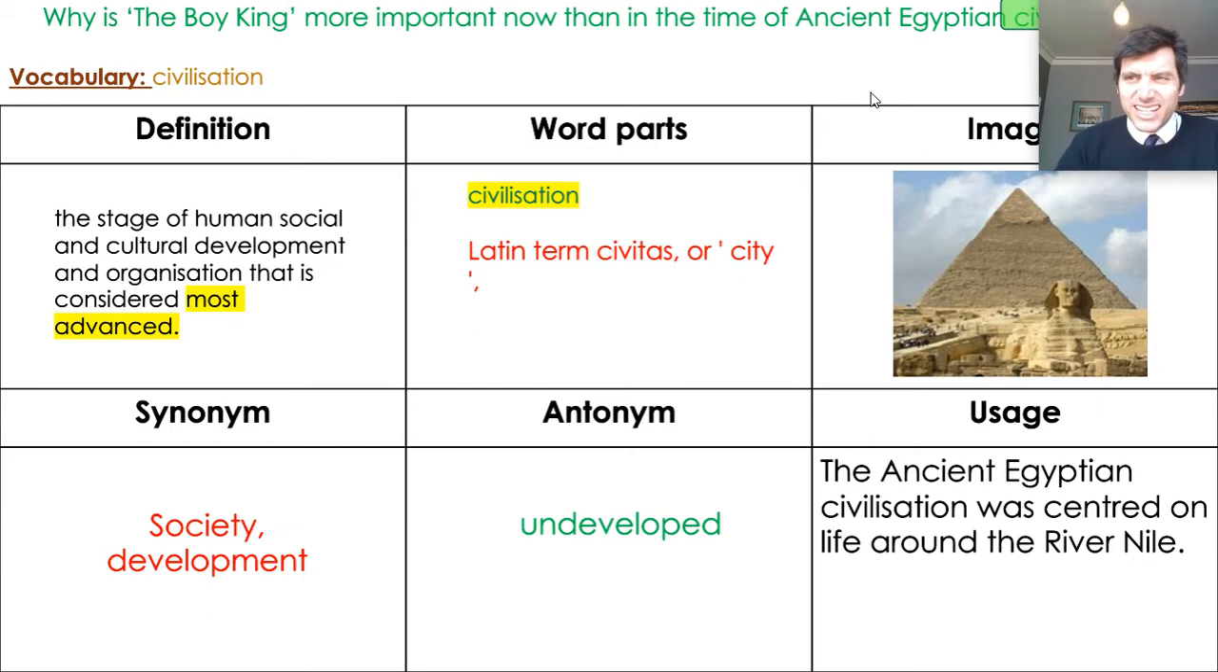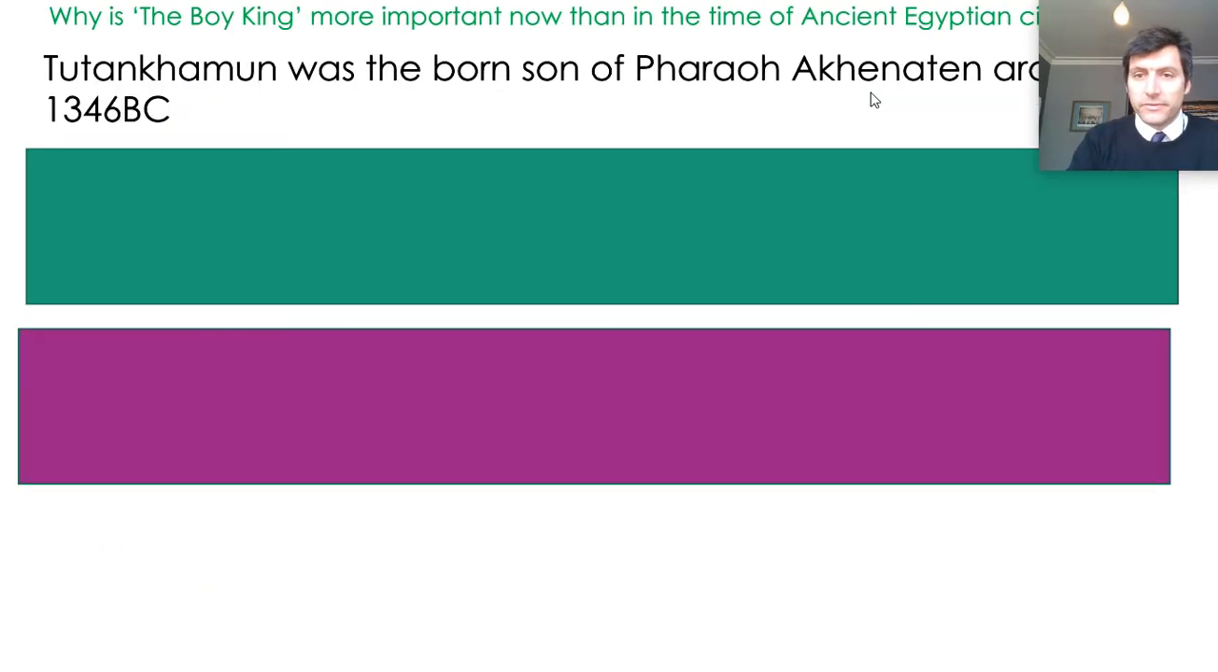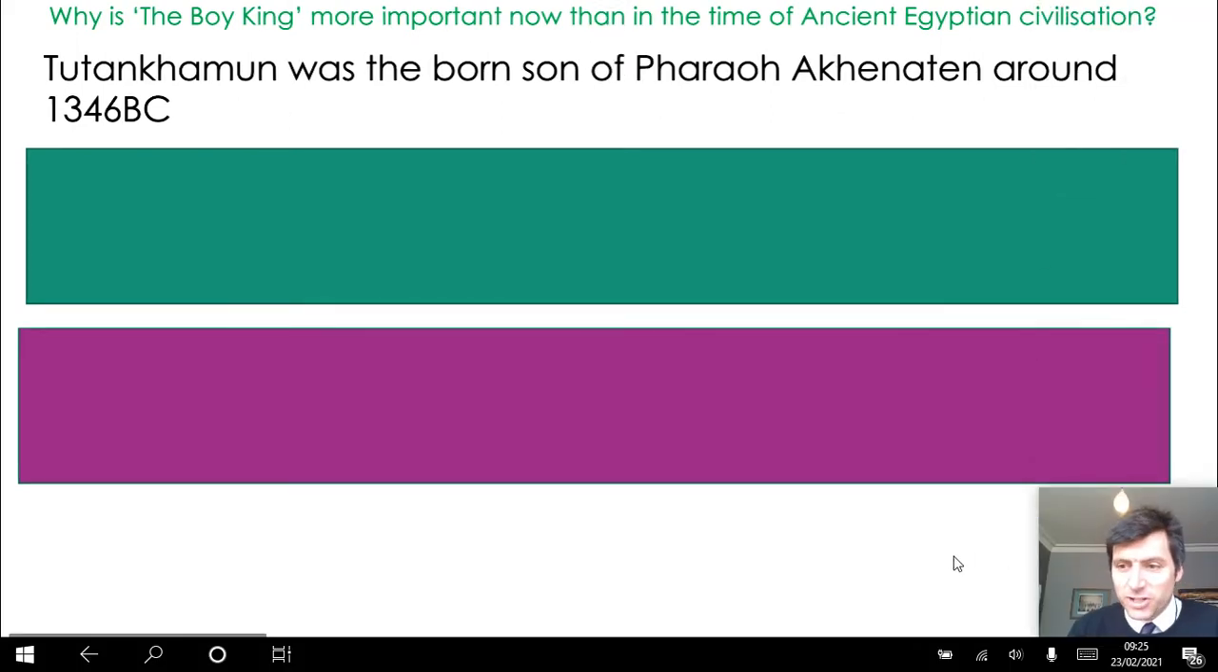Now what we're going to do is learn a little bit about Tutankhamun. This might be a little bit talky, so I'm sorry if there aren't many pictures, but because it was 3,500 years ago, there aren't many pictures of him alive. So he was born the son of Pharaoh Akhenaten, and I'm sorry about my pronunciation, guys, around 1346 BC, around 3,366 years ago. Okay, so he would have been born then.